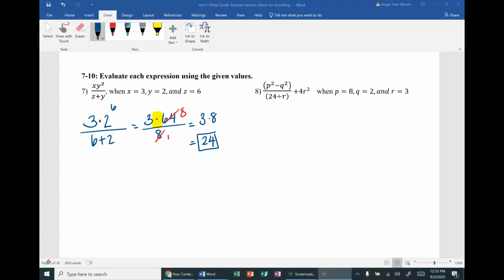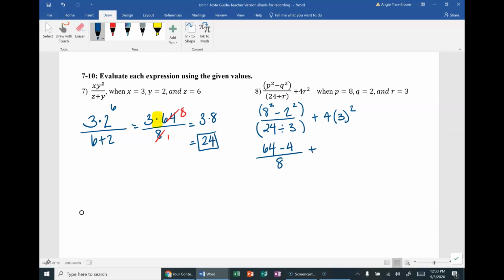All right, so let's attack this example 8. You got p squared. So your p is 8. We're going to go 8 squared minus your q is 2, so that's 2 squared, all over 24 divided by r. R is 3. And it wants you to do these first. Then we want to add 4. R again is 3, so we're going to do 3 squared. All right, so 8 squared is 64, minus 2 squared is 4, divided by 24 divided by 3 is 8, plus 4 times 3 squared, that's going to be 9. 64 minus 4 is going to be 60 over 8, plus 4 times 9, that's going to be 36.